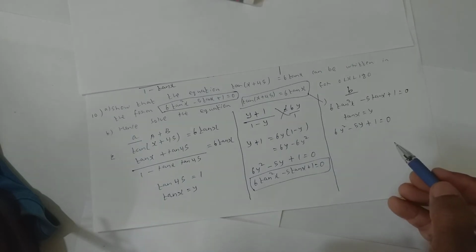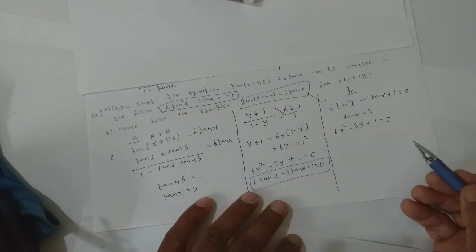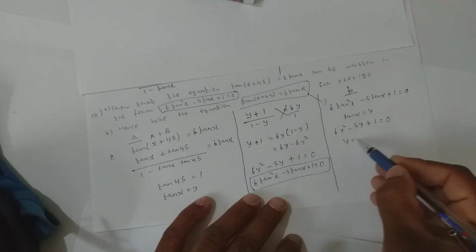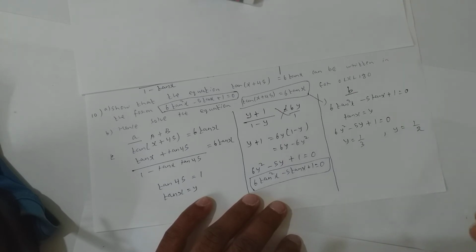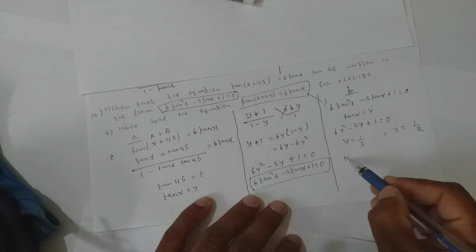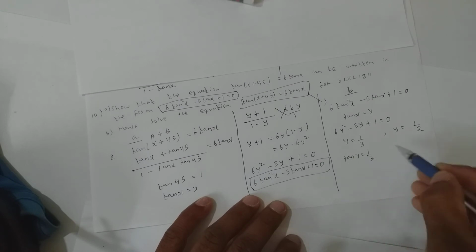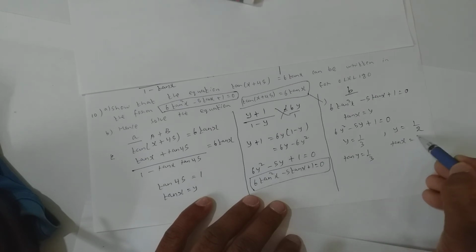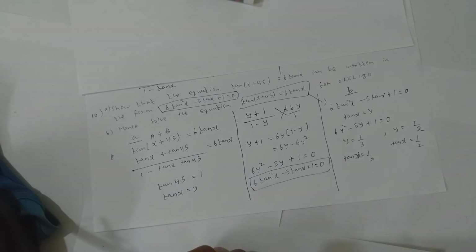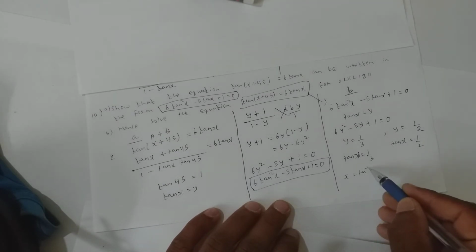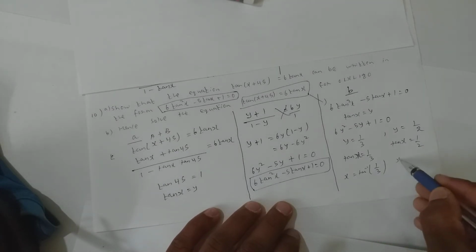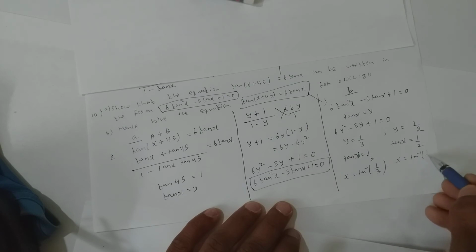So if I solve it, the values of y that I get are 1 by 3, and the other value for y that I get is 1 by 2. So tan x equal to 1 by 3 or half. Tan is positive only in the first quadrant, so x equal to tan inverse of 1 by 3 or x equal to tan inverse of half.